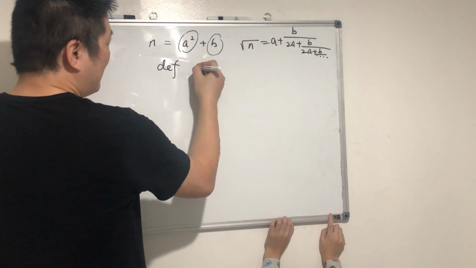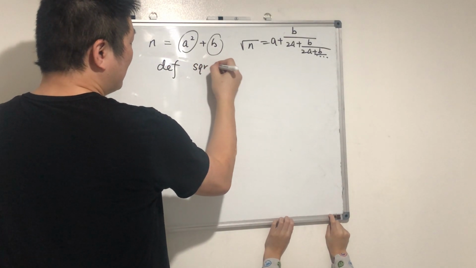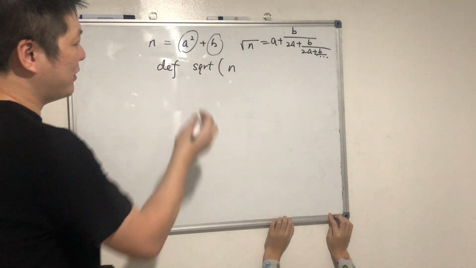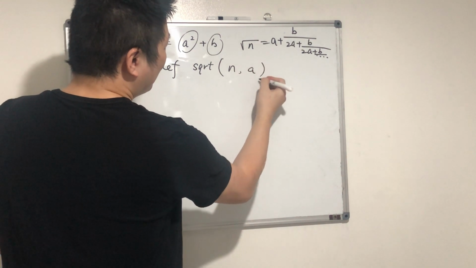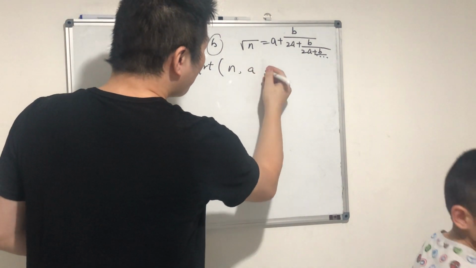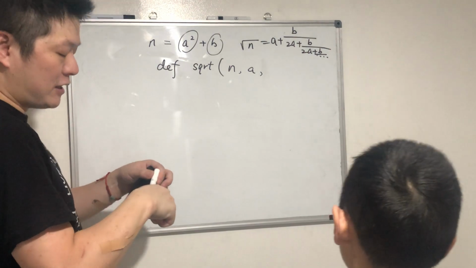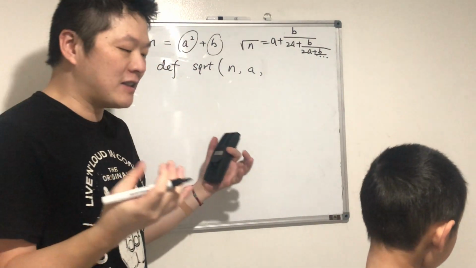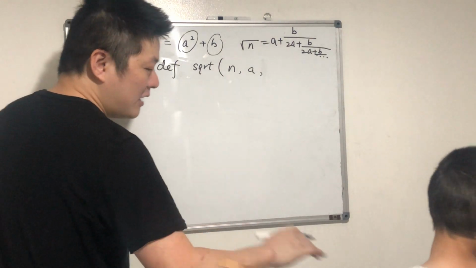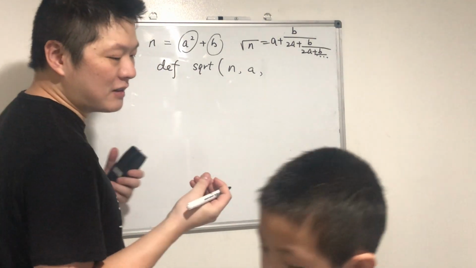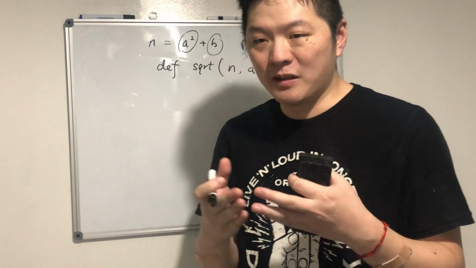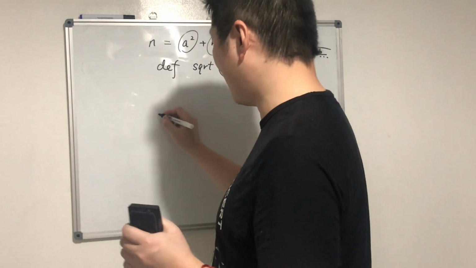Let's define a function called square root. We want to calculate n, but we need to use the a. And let's define a small error. If you want to compare two numbers, two floating numbers, to see if they are the same, I mean they are very close, you can use the ABS.